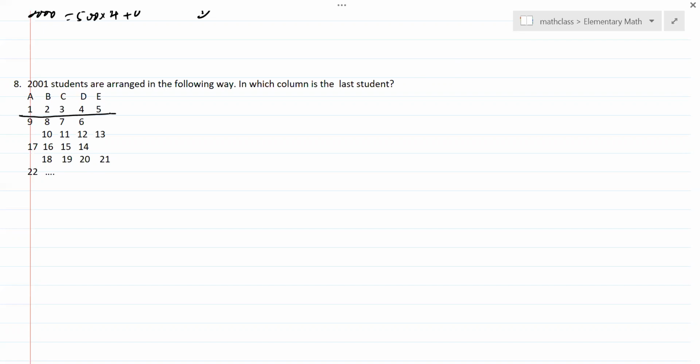6, 7, 8 from right to the left, first of all. That's the pattern. From left to the right, from right to the left, then from left to the right, and shifted by 1 row. So 6, 7, 8, 9, 10, 11, 12, 13. Then again, 14, 15, 16, 17, then 18, 19, 20, 21.